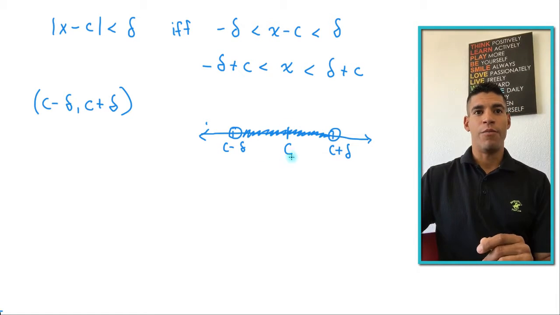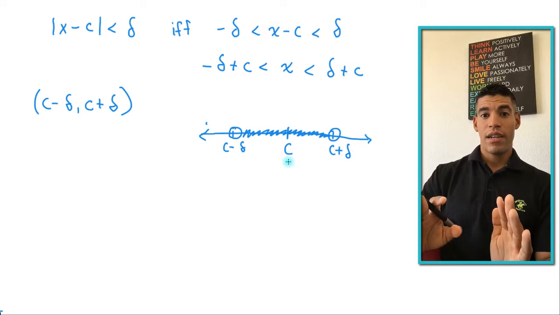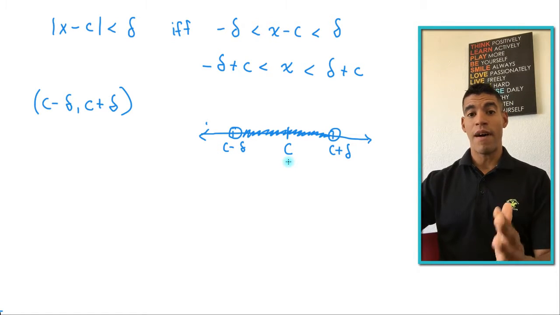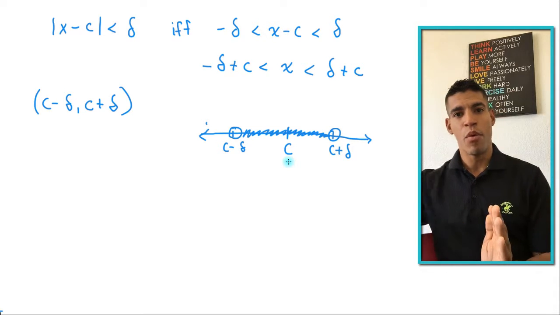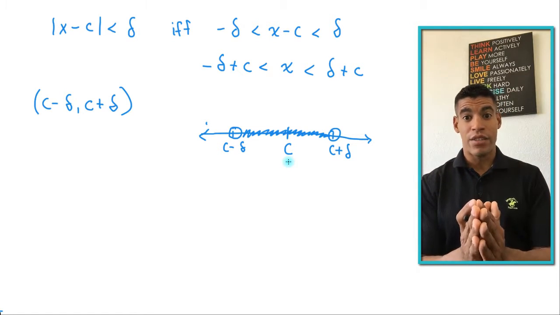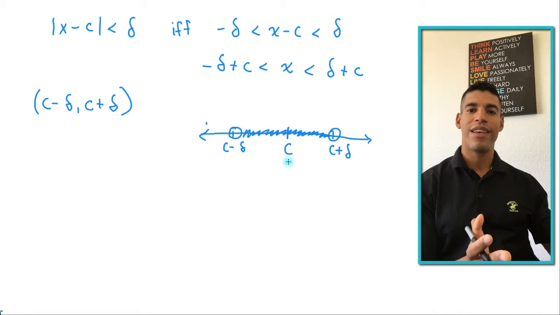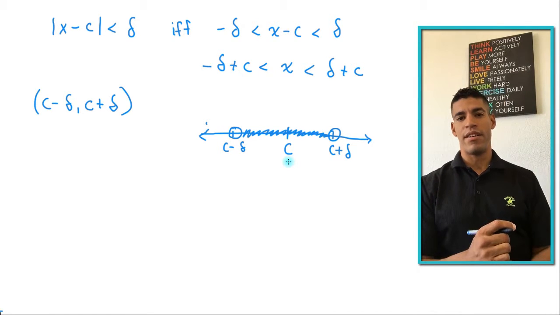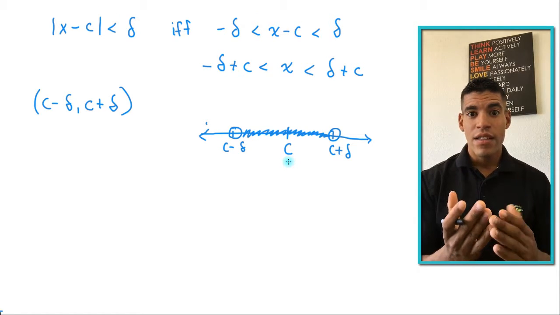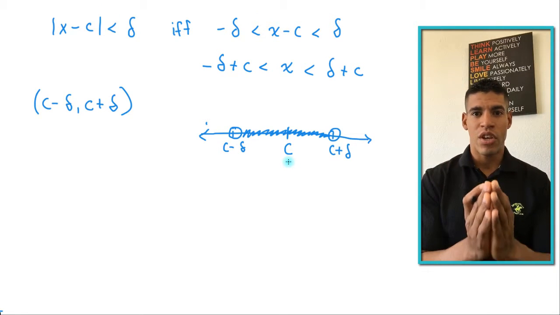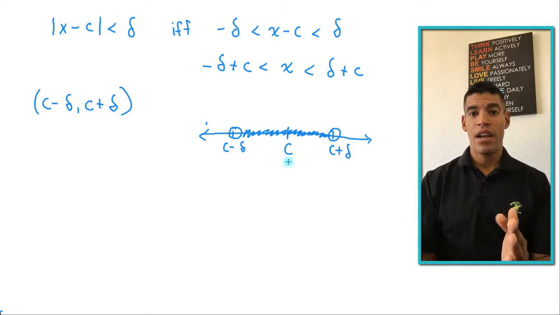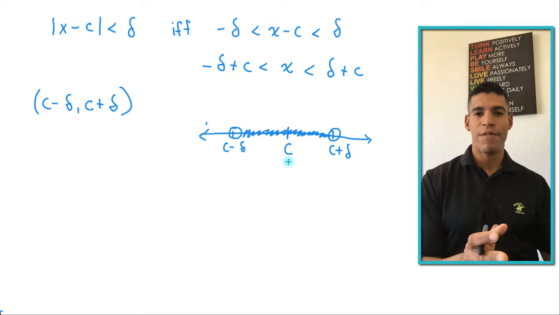Okay? So delta is a positive number. If I'm adding delta to c, I'm moving to the right of c. If I'm subtracting delta from c, I'm moving to the left of c. That's why we use delta greater than 0. So if delta is 10, then whatever c is, c could be 1. Then to the right of 1 is 11, and to the left of 1 is negative 9.